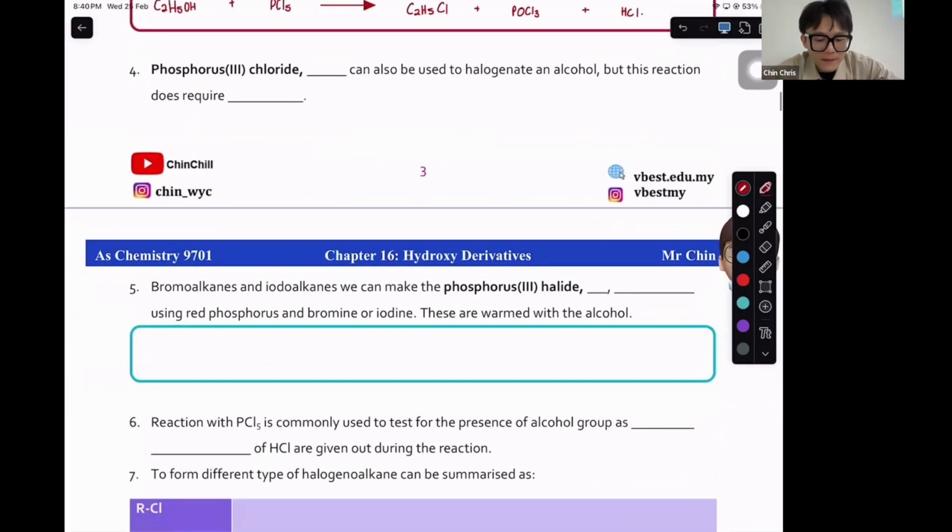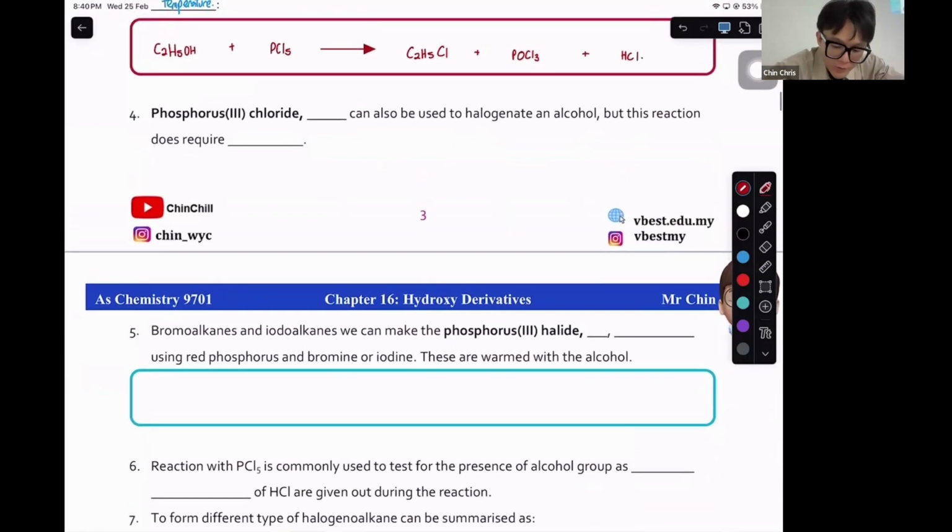All right guys, next, let's look at PCl3. We can also use PCl3 to halogenate an alcohol. If you use PCl3, remember you have to heat it. So this reaction requires heating. Highlight PCl3, highlight does require heating.